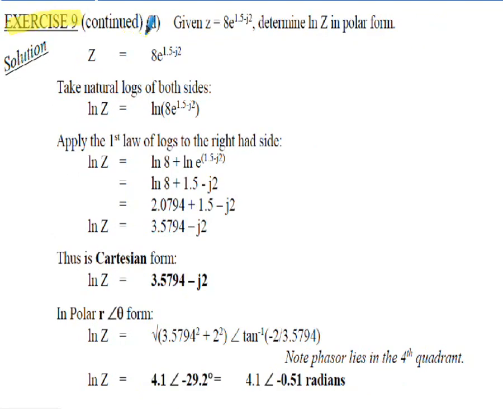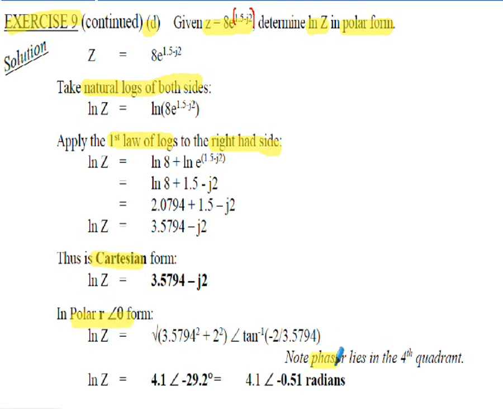Exercise 9 continue. Part D, we're given z is equal to 8 multiplied by e to the 1.5 minus j2. We're asked to find ln z in polar form. If it helps you, you can think of the exponents of the e in bracketed terms. Again, take natural logs of both sides, apply the first law of logs on the right hand side. Gives you Cartesian form, and then work out in terms of polar form.